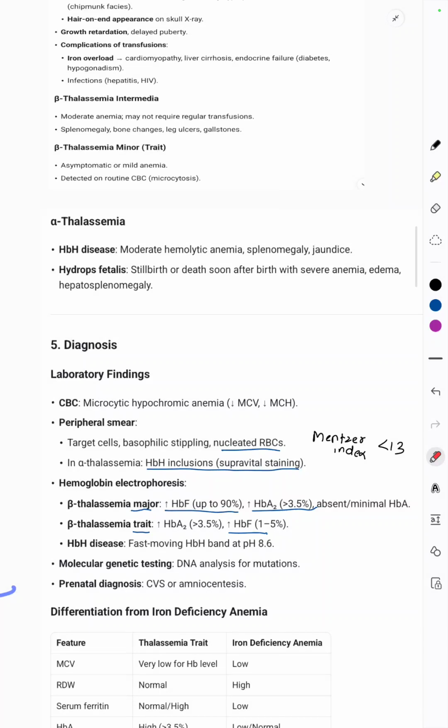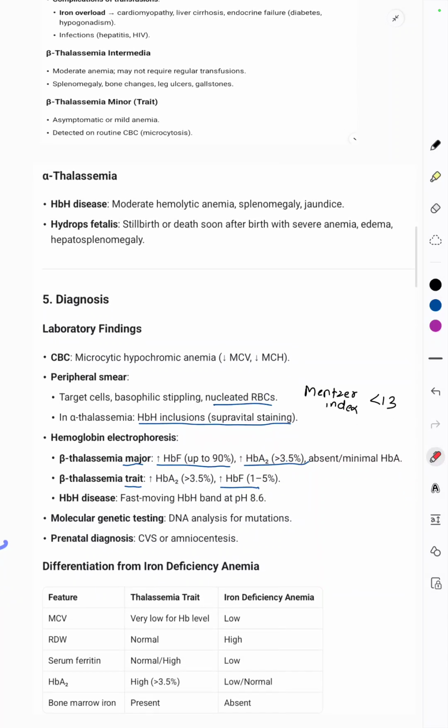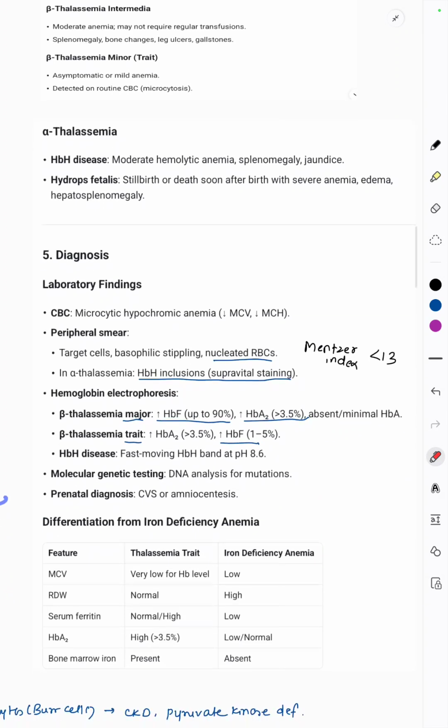Beta thalassemia intermedia and minor come with mild to moderate anemia, and they are treated by either oral iron or IV parenteral iron. In alpha thalassemia, HbH disease comes with moderate hemolytic anemia, jaundice, and splenomegaly. And in hydrops there is a stillbirth or death in utero itself.